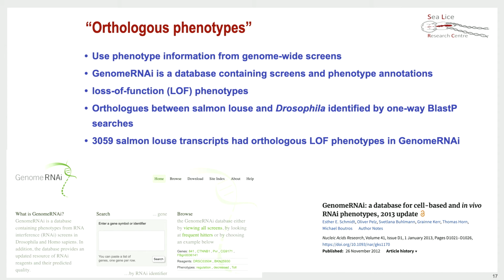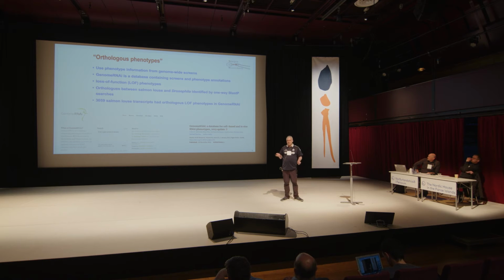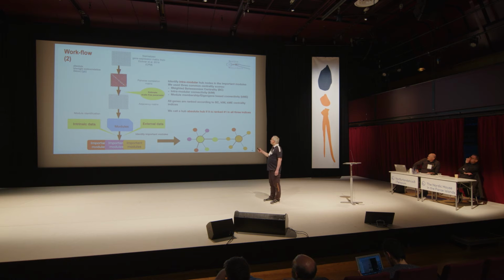Also, we wanted to include something new, something we call orthologous phenotypes. So we need another organism where whole genome screening is possible, okay? So we use that. There's a database called GenomeRNAi, and there's a lot of information in there, mostly loss of function phenotypes, and we found 3,059 salmon louse transcripts that had orthologs with loss of function phenotypes. So the workflow was like this.